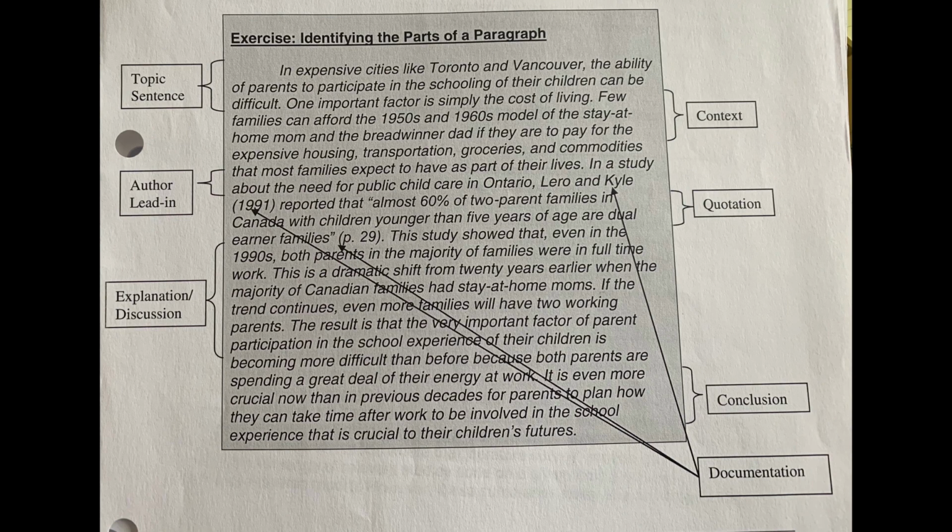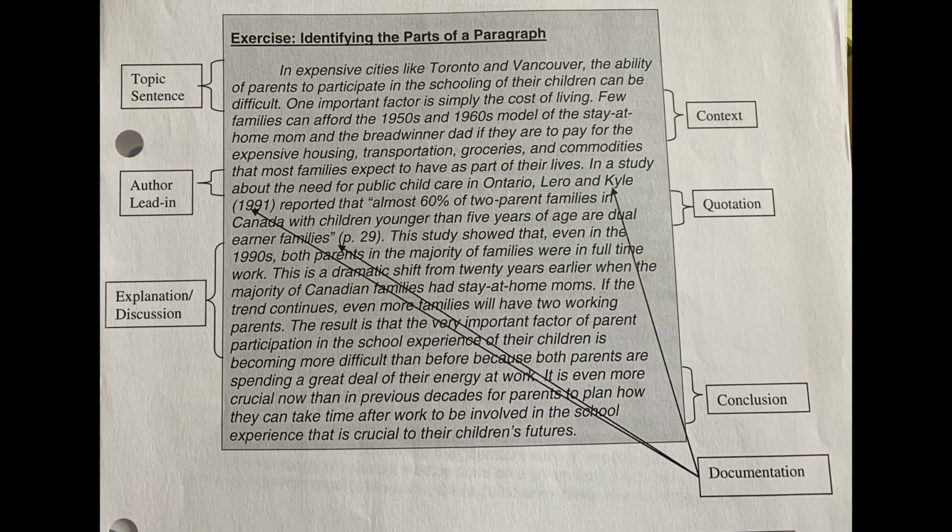In expensive cities like Toronto and Vancouver, the ability of parents to participate in the schooling of their children can be difficult. One important factor is simply the cost of living. Few families can afford the 1950s and 1960s model of the stay-at-home mom and the breadwinner dad if they are to pay for the expensive housing, transportation, groceries, and commodities that most families expect to have as part of their lives.